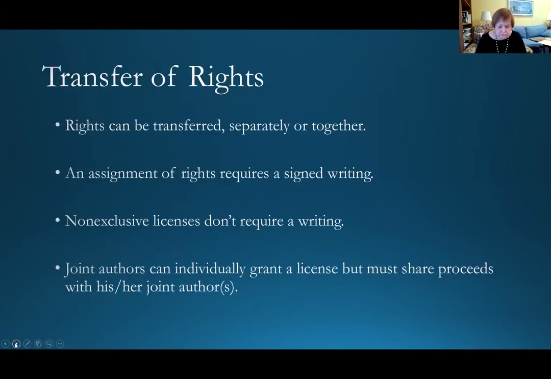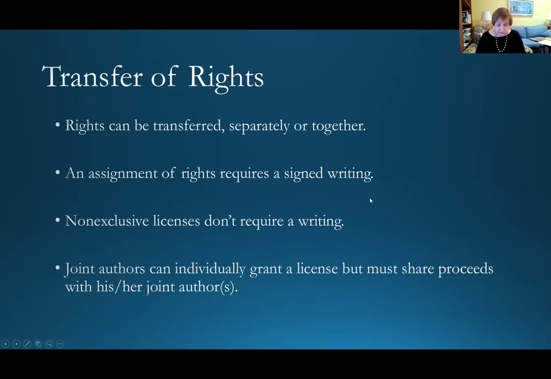Okay, transfer of rights. Rights can be transferred separately or together. Now, what I think a lot of the people who spoke today were emphasizing is the efforts being made to transfer some rights, but for the author to maintain certain rights as well.